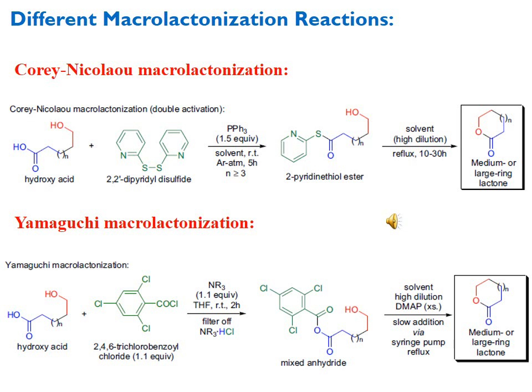In the presence of triphenylphosphine, which is added as 1.5 equivalents, and by using a solvent, the reaction takes place at room temperature and takes a time of 5 hours. And here n is shown to be greater than or equal to 3. Here you can see the formation of 2-pyridinethiol ester. This ester is separated and isolated. Then in the second step, this is added into the solvent with high dilution, then refluxed for 10 to 30 hours, and we get the formation of lactone here.